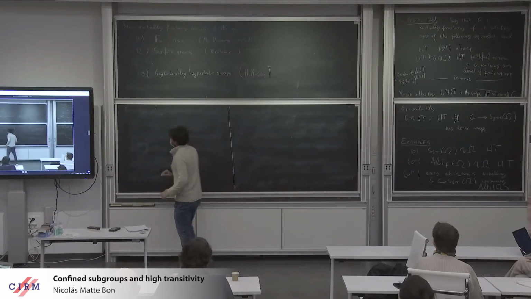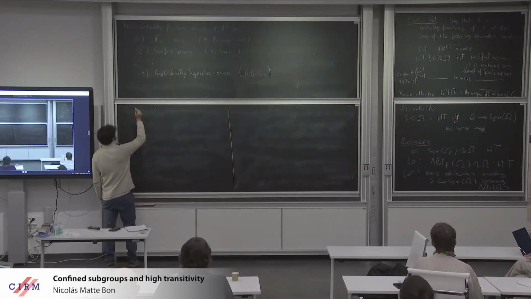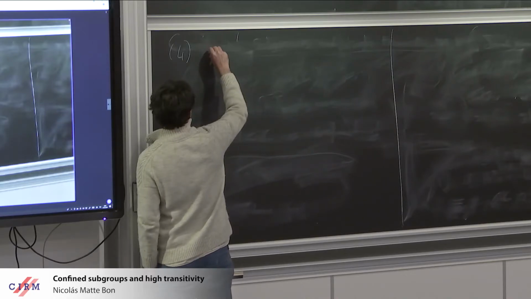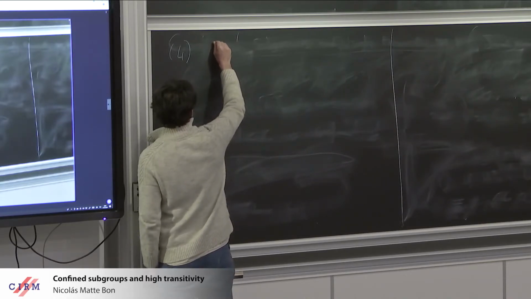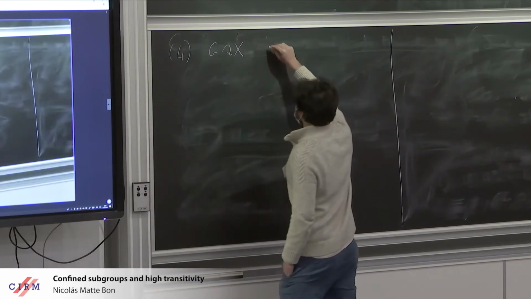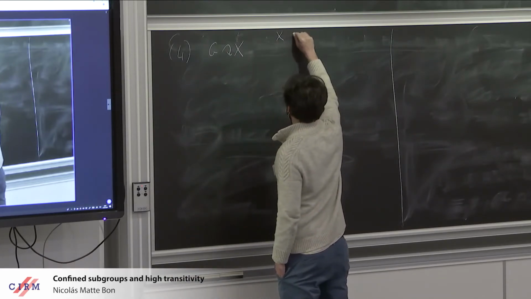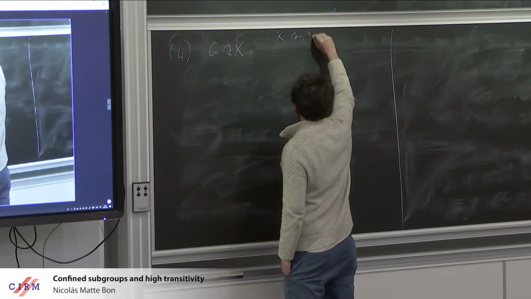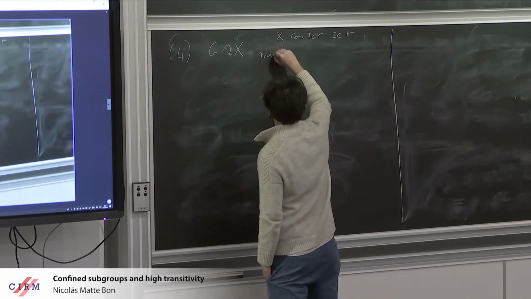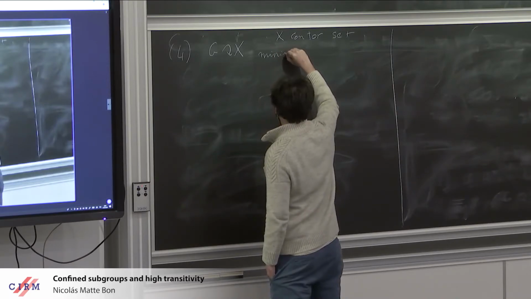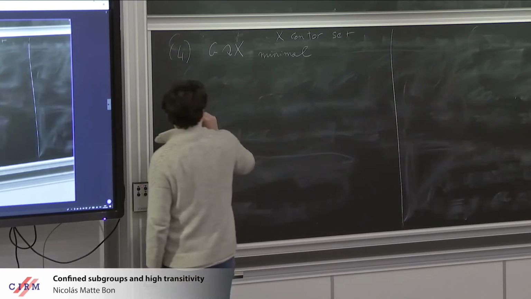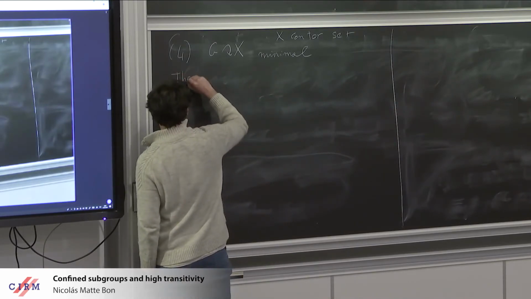So a second class of examples, which is quite different, is topological. If you take X to be a Cantor set, and you look at a minimal group action of any group on X, then you can look at the topological full group of the action.